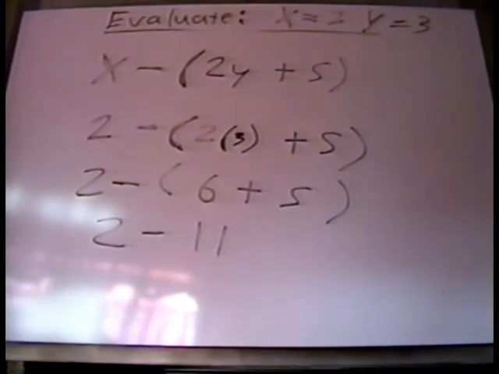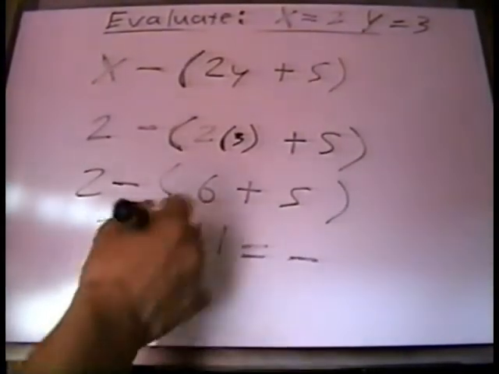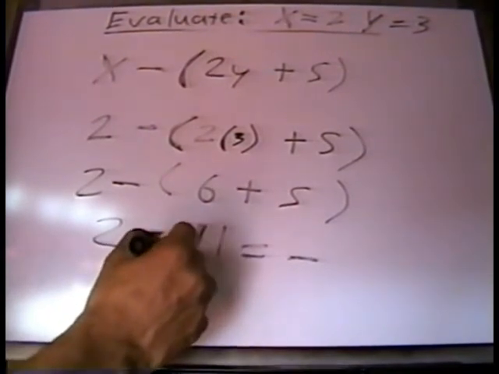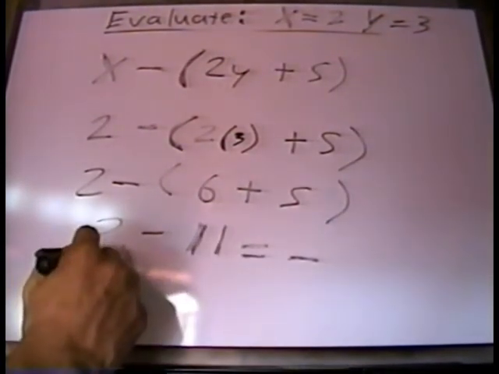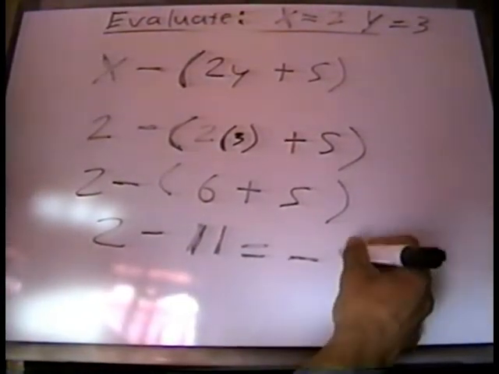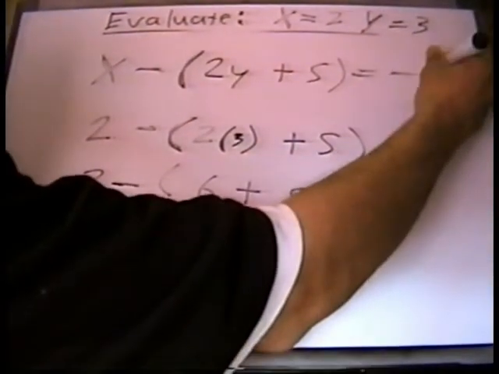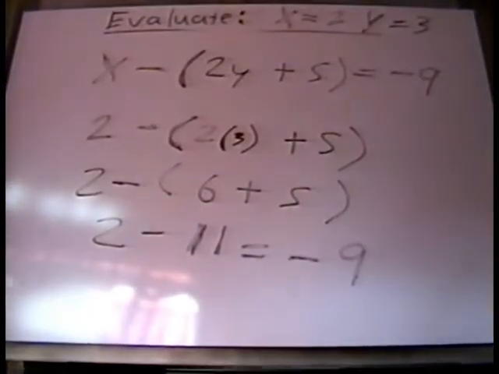Here you find the difference between 2 and 11, which is how many numbers go in between 2 and 11. Then you give the answer a negative sign, because 11 is greater. Okay? 11 is greater than 2. So what's 11 minus 2? That's 9, or the difference between 11 and 2 is 9. So you get negative 9. And that's your value after we found the value after doing our evaluation. So this expression equals negative 9 when x equals 2 and y equals 3.